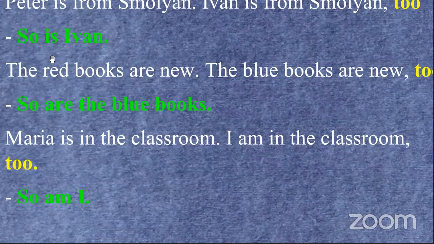So these three words in green color in our language, in Spanish, are like yo también, también Iván, también los libros azules. So we can say this. So we're going to use so for positive. Then we use the verb to be. In sentence number one, so is. Number two, so are. Number three, so am. And then we have the subject. Number one, so is Ivan. Number two, so are the blue books. And number three, so am I.